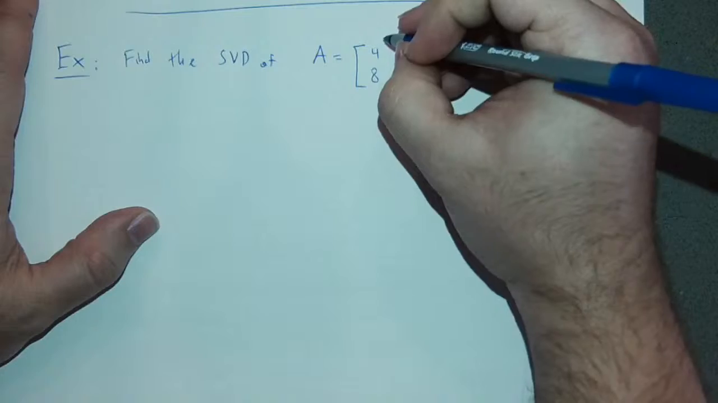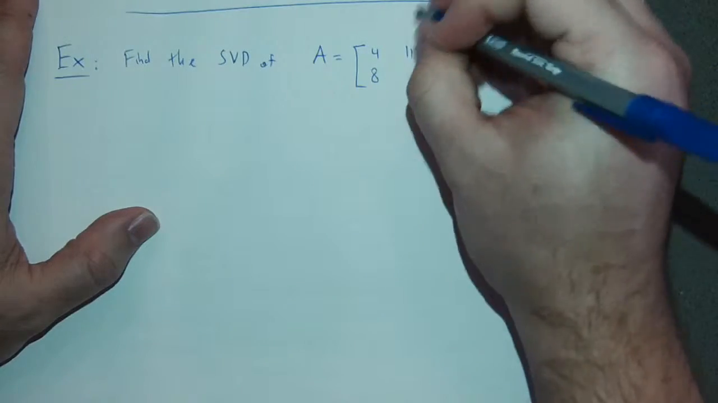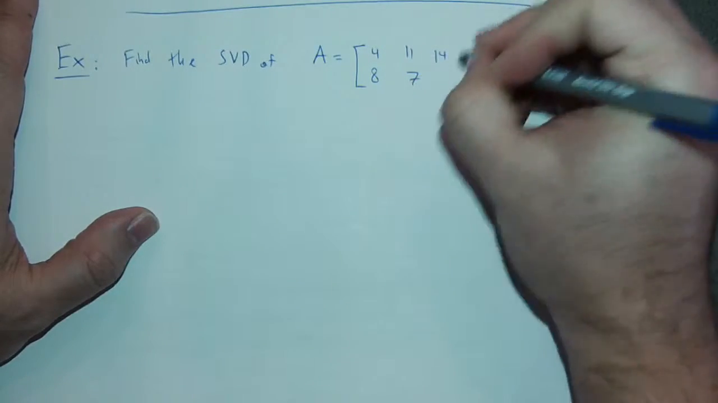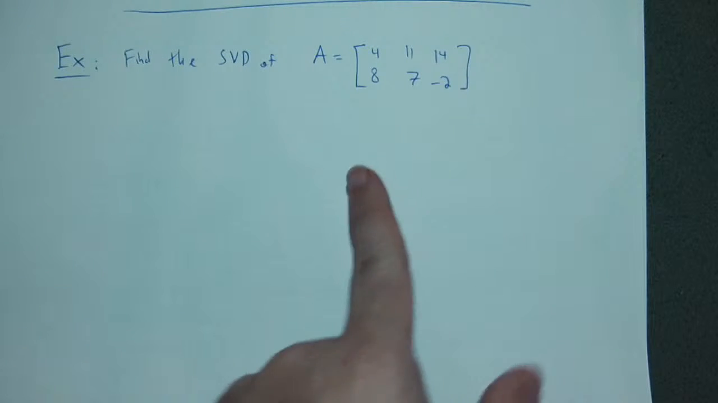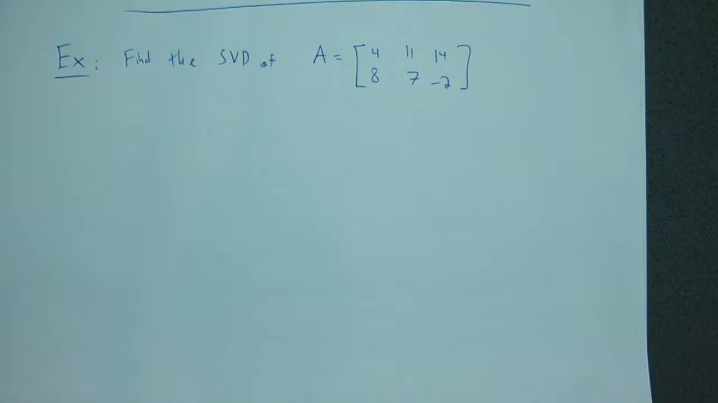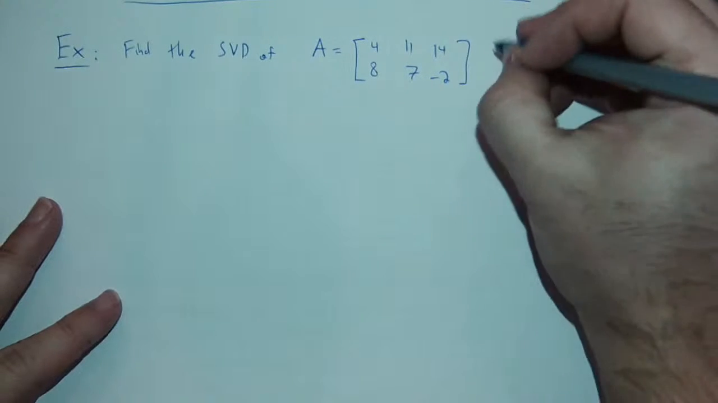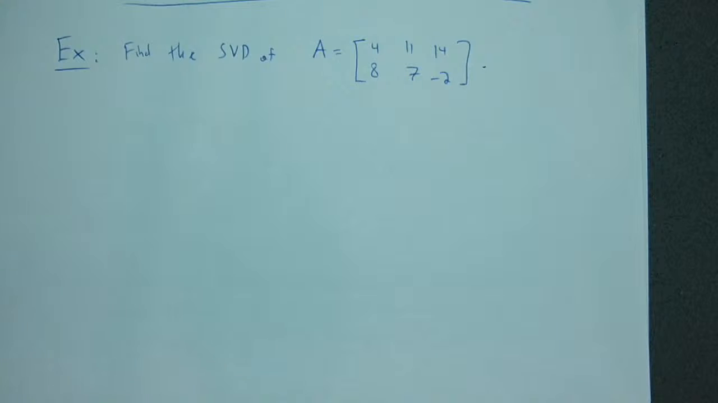I'm going to read it column-wise: 4, 8, 11, 7, 14, minus 2. I didn't actually write out what the eigenvalues and eigenvectors of this thing were. I think I just flashed it on the screen, but I'm going to write that out now. So I want to find the singular value decomposition of this A.